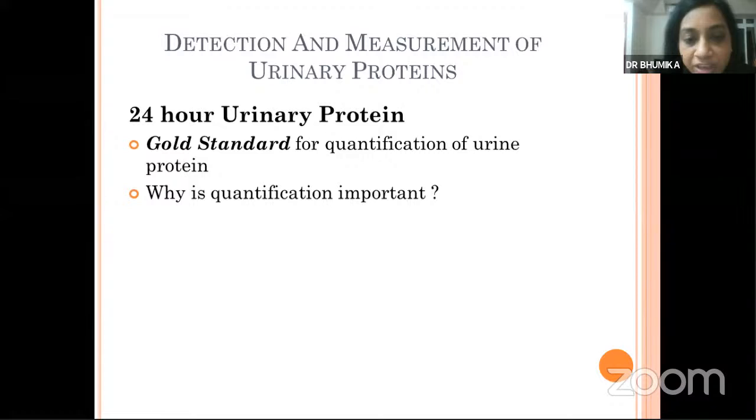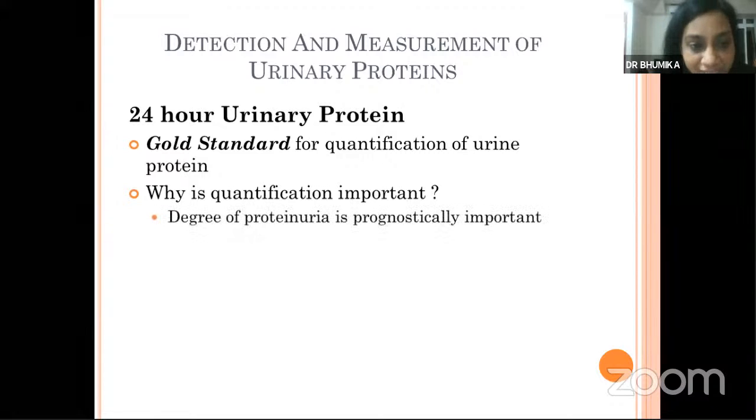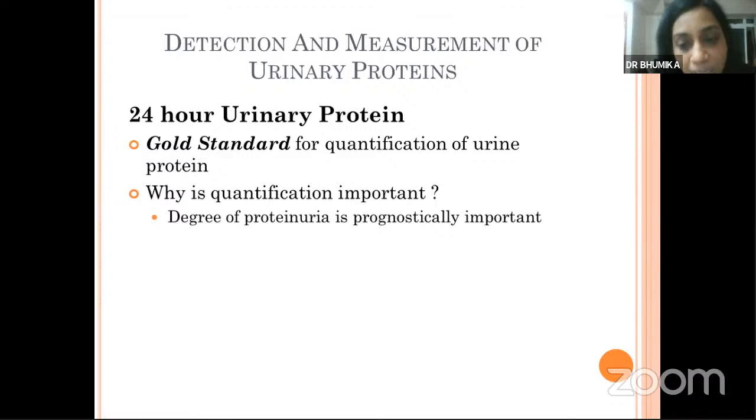So why is this quantification important? First, the degree of proteinuria is prognostically important. If it is 1+, we are still safe. If it is 2+, we are okay. But if it goes beyond 3+, then definitely it is a danger signal.